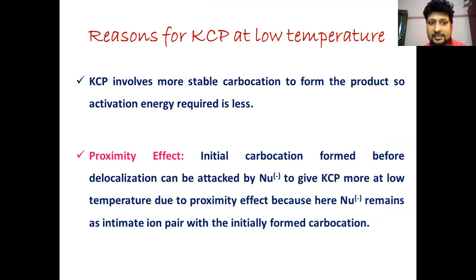Another reason behind this is the proximity effect. What do you mean by the term proximity effect? That is, when the initial carbocation is being formed, before the delocalization can take place, the nucleophile attacks to give the kinetically controlled product, more at low temperature due to the proximity effect. So what will happen? The nucleophile will remain as an intimate ion pair. Hence, the attack will be faster. Hence, we will get the 1,2 addition product.